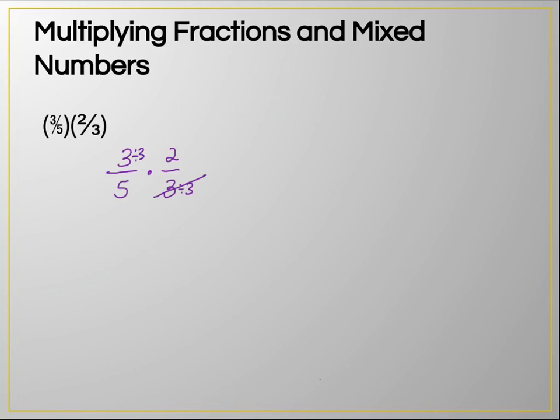So 3 divided by 3 is 1, and 3 divided by 3 is 1. So now I've made those numbers much smaller. 1 is always going to be easier to work with than 3 is. I rewrite the problem so that I don't have all this mess in my way, and now I'm going to multiply. 1 times 2 is 2. 5 times 1 is 5. 2/5 cannot be simplified, so I know that that is my final answer.